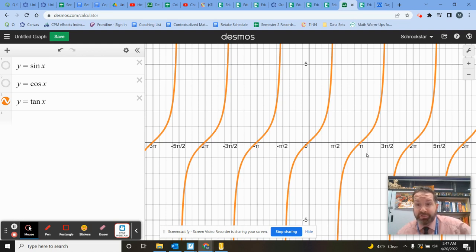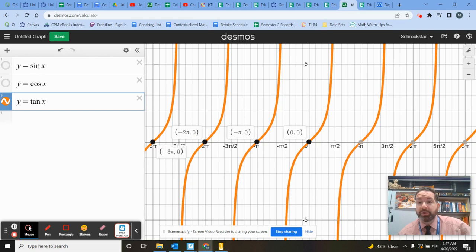It's like pi over 2, 3 pi over 2, 5 pi over 2, 7 pi over 2. That would be on the unit circle when you're on the y-axis. You've got x-intercepts whenever on the unit circle you are on the x-axis. So those are your whole multiples of pi. Take a look at all that.